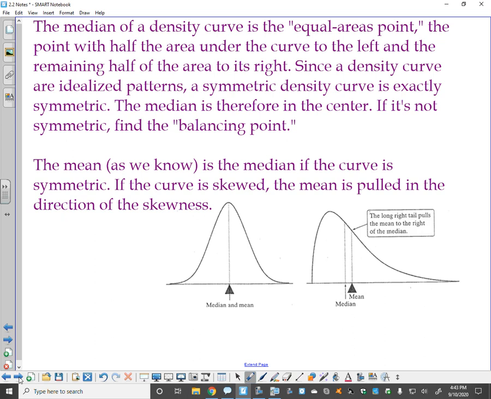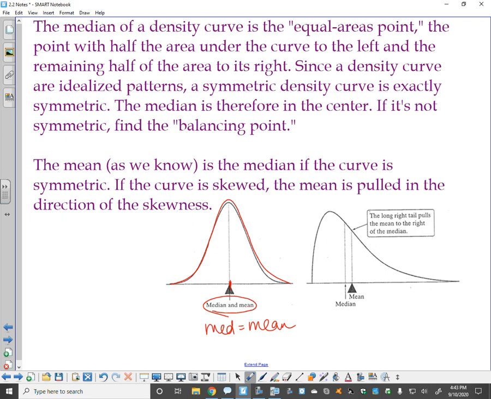Since a density curve is an idealized pattern, a symmetric density curve is exactly symmetric. In real life, it never is, but in theory, it is perfectly symmetrical. The median, therefore, is the center. So if you look at this first graph, this is a beautiful graph, very symmetrical. So my median is right here in the middle. And guys, because I'm symmetric, and you already know this, the median and the mean are going to be equal here.